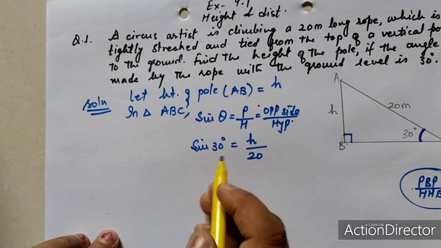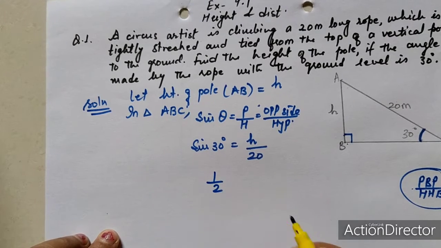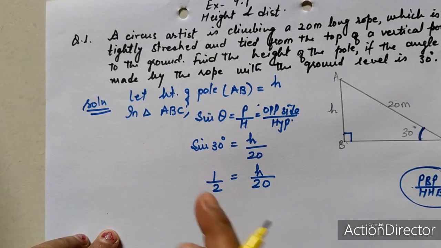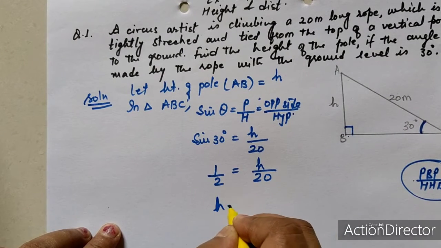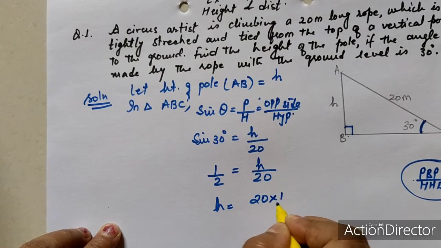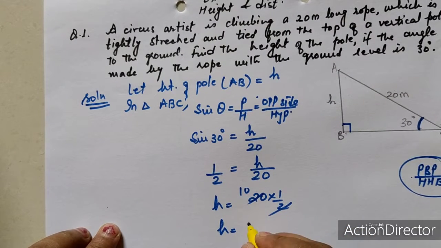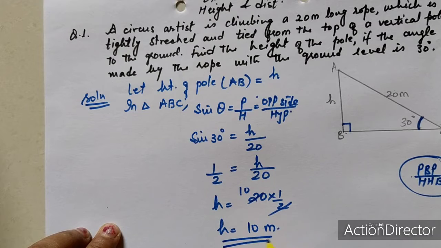Okay, now sine 30, you know very well the value of sine 30 will be 1 by 2, equal to H upon 20. Now do the cross multiplication to get the value of H. It is 20 into 1 by 2, that means 10. So the height of the pole will be 10 meter.